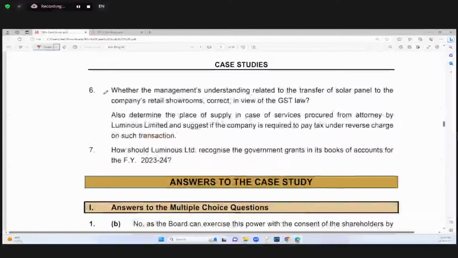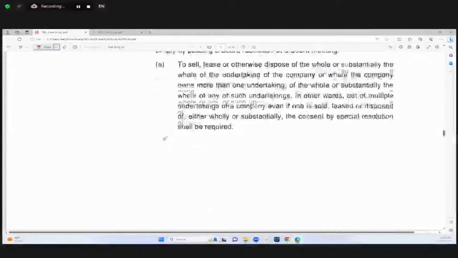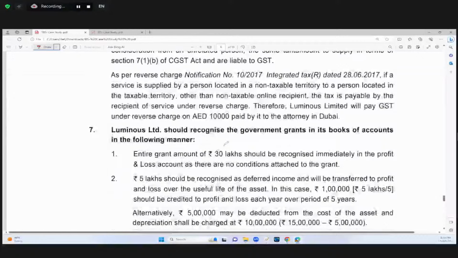How should Luminous Limited recognize the government grants in its books of accounts for financial year 2023-24? So we have already discussed the accounting part of this particular FR portion, which is related to grant. The first part we discussed: the entire grant amount of 30 lakh should be recognized immediately in P&L as there are no conditions attached to the grant. This we already discussed.